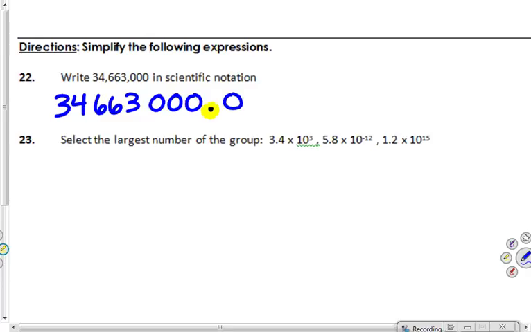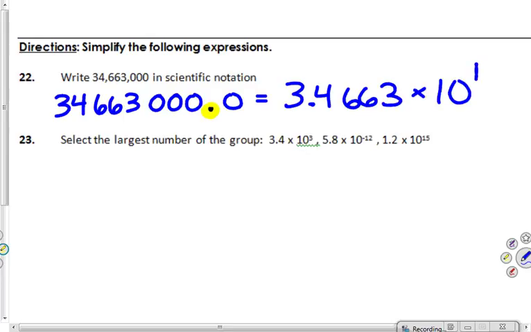Okay. For scientific notation, here's what it looks like: 3.4663. Then you're going to see a times 10 to the this. We need to figure out what goes in the box. To figure out what goes in the box, you have to think, how many spaces do I need to move it to get to where I want it to live? 7. So this is 3.4663 times 10 to the 7th. Okay?